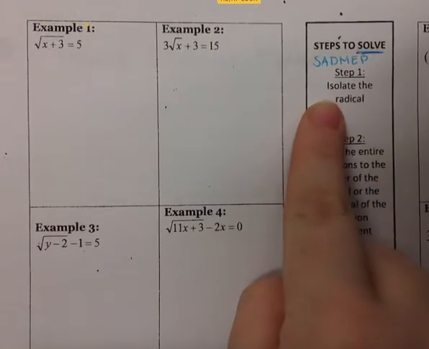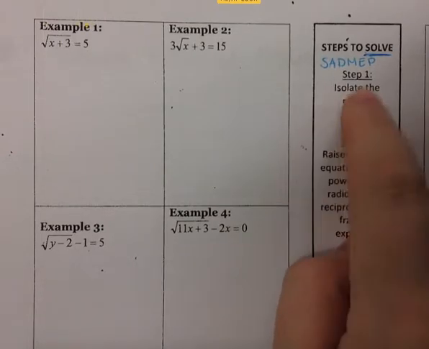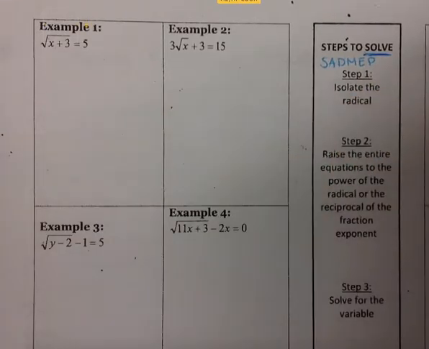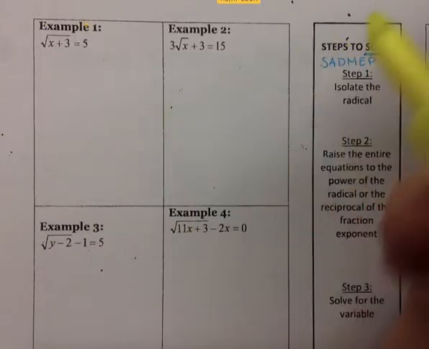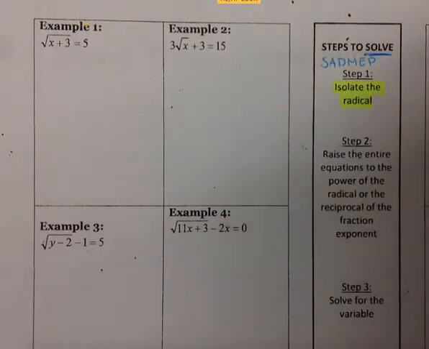The first step that we're going to do is we're going to isolate the radical. We can isolate the radical, either the radical itself or a rational exponent, depending on the type of problem it is. So to isolate the radical, you should determine what the radical is and know what part to isolate. So I'm going to highlight the part that we need to isolate.